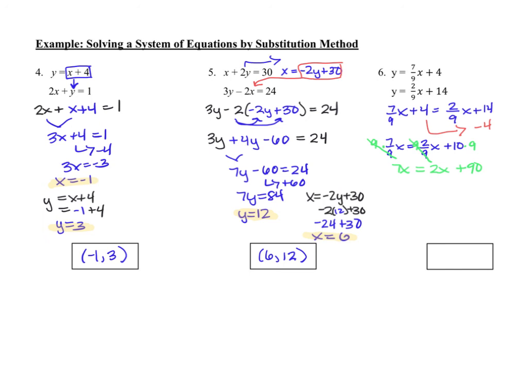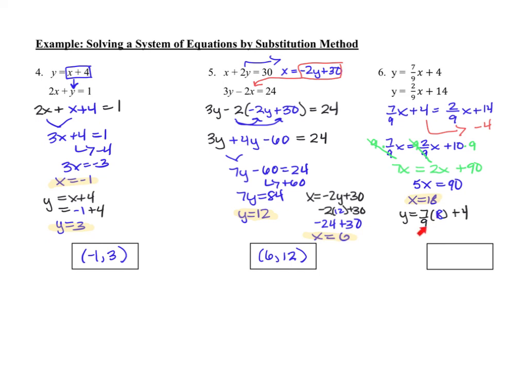Let's get the x's on one side. So subtract 2x from each side. That's going to give you 5x is equal to 90. Divide by 5. You get an answer of 18 for x. Now we're going to take our answer for x and substitute it in one of the equations. So I'm going to plug it into the first one.